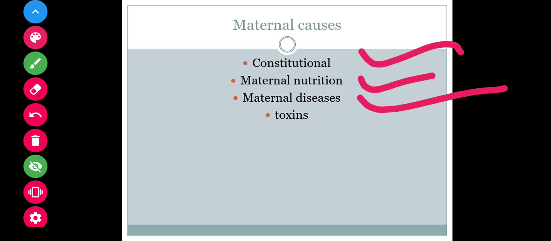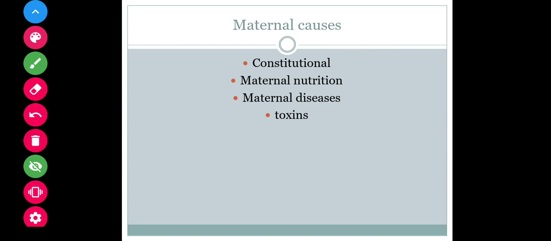If the mother is having anemia, with less blood, how will it reach the fetus when she doesn't have enough hemoglobin in her body? That may not transfer to the baby. So in those kinds of diseases, IUGR can occur. Next, toxins. If the mother is taking alcohol, smoking, cocaine, heroin or other drugs, these may also cause IUGR. This is about maternal causes.